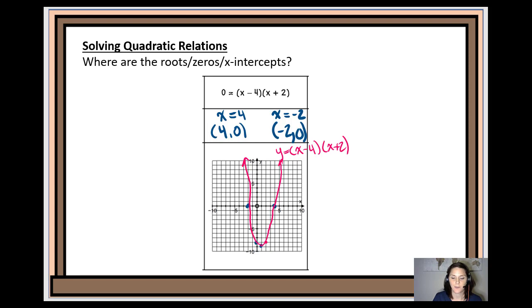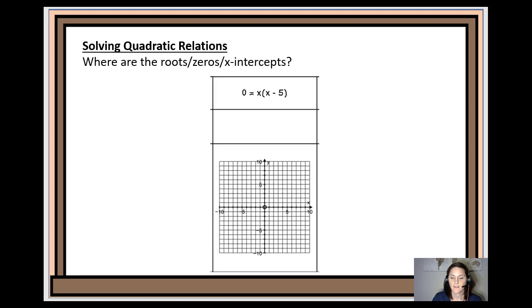Okay, let's look at our next example. This time we have 0 equals x(x - 5). Same as before, we're going to start by setting each of those factors equal to 0. If we set x equal to 0, we just get 0, and that gives us the origin at (0, 0). Then we set x - 5 equal to 0, which gives us x equals 5, or in other words, the coordinate (5, 0). So again, we can plot our points: the origin and (5, 0).